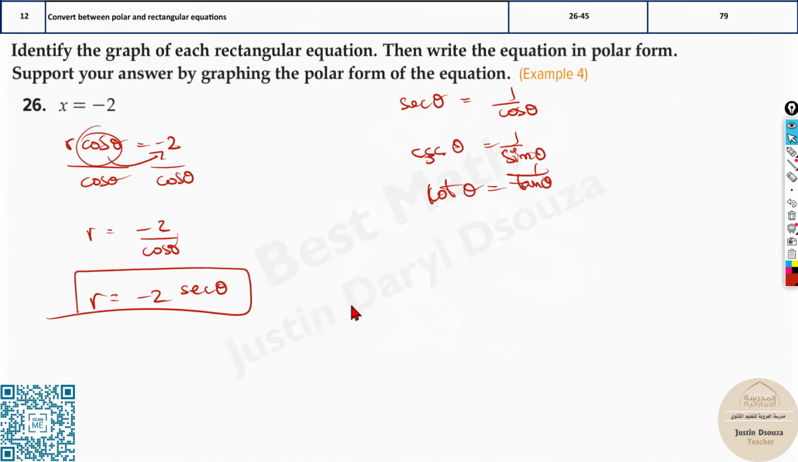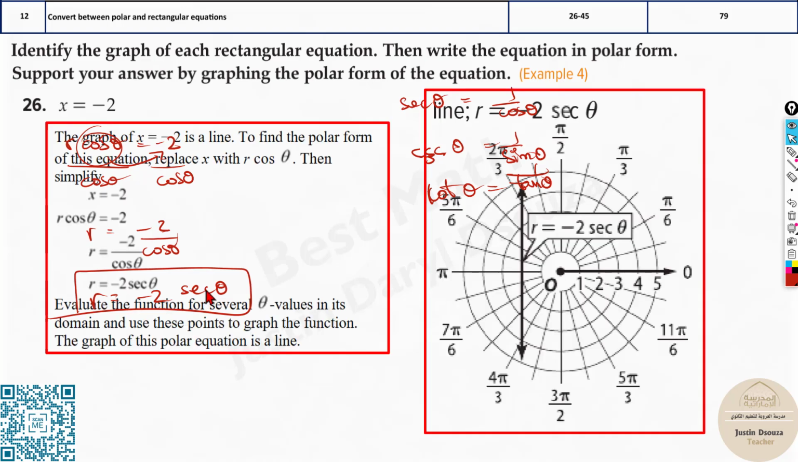Now to graph this, you can use the table method in the calculator. You can use this over here to graph in various ways. You can just put x and y. You can easily find out the correct answer because it's the electronic part. But getting this is important. Now then, this is the answer. It's minus 2 secant theta.